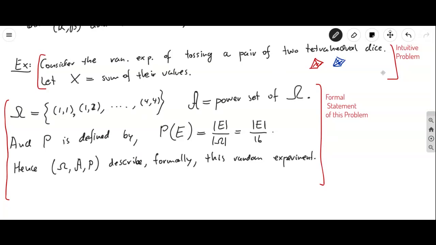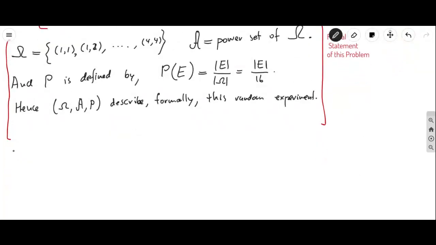Now, what is the random variable? The idea here is that every single time this random experiment is done, you get a pair of numbers from the two dice. And if you add the two numbers together, you get an integer. You get a randomly generated integer, and this randomly generated integer is the value of X. So this would be a random variable.